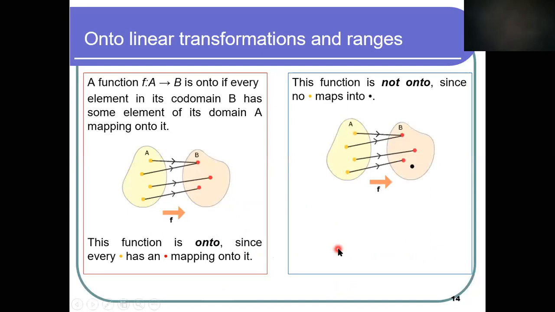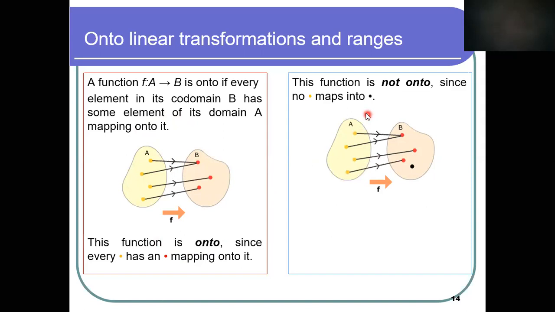So dear student, another concept which is quite important is onto linear transformation. A function from A to B is onto if every element in its codomain B has some element of its domain A that maps onto it. Means to say, here you can see every element of the codomain has some pre-image in set A. In that case, this is onto. If you look over here, this point has no pre-image in set A. In that case, this is not an onto map.